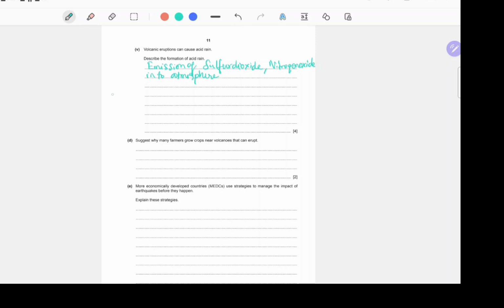If it is released, it will be transported either by wind or air currents. Both will happen sometimes. They will move out. So SO2, sulfur dioxide, and NOx react with the water present and oxygen.